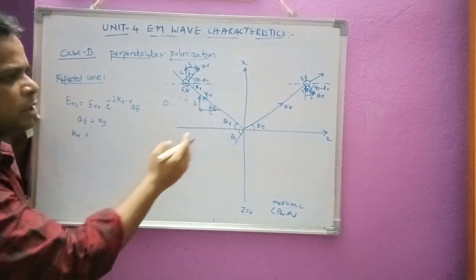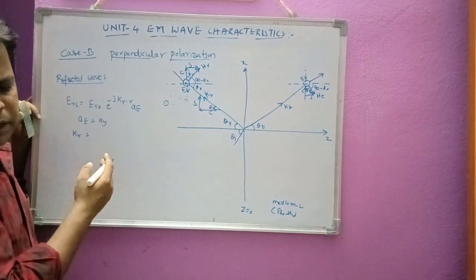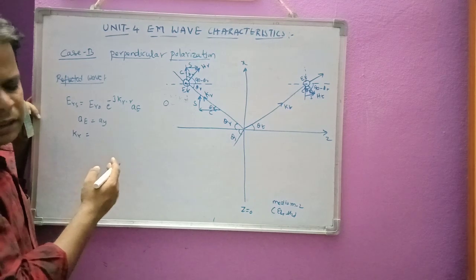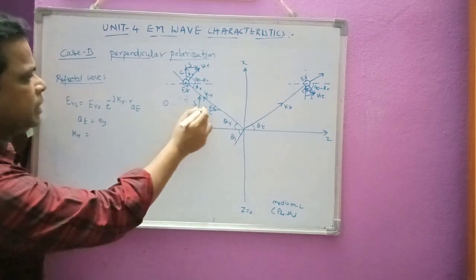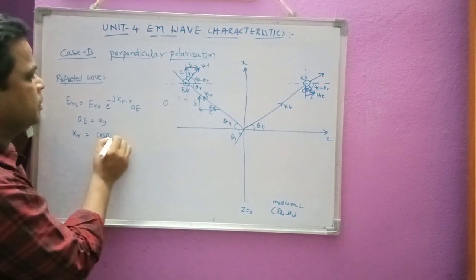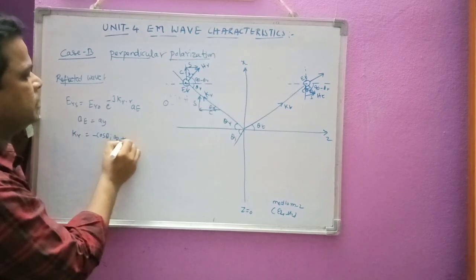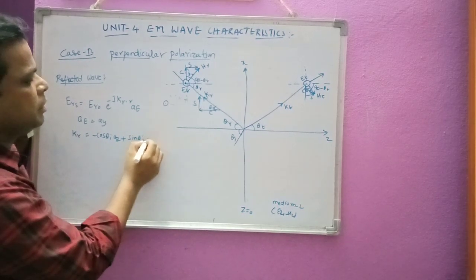The cosine component is along the negative z direction, and similarly the sine component is along the positive x direction here. So I can write here cos theta I minus az here plus sin theta I ax here.